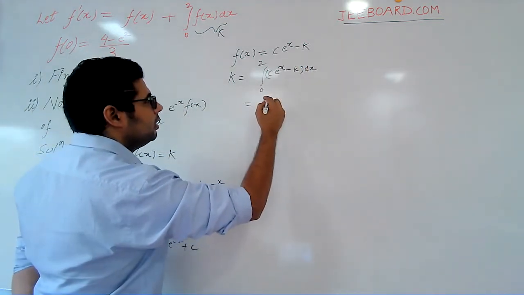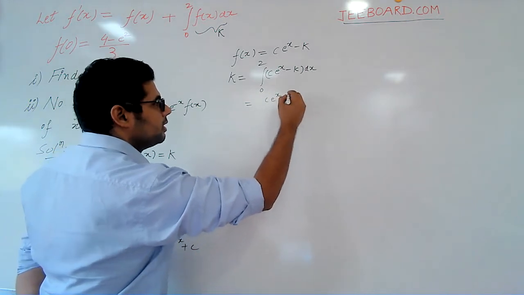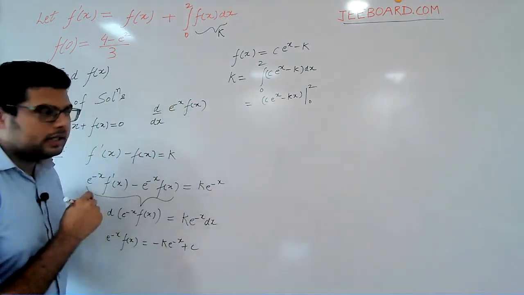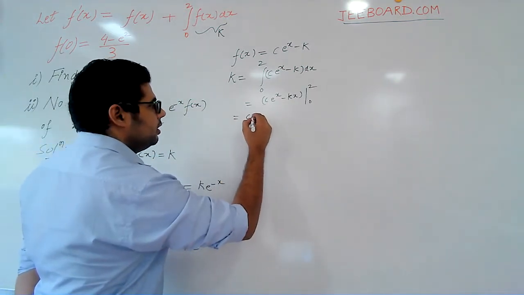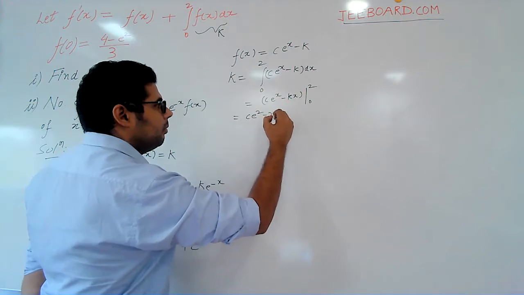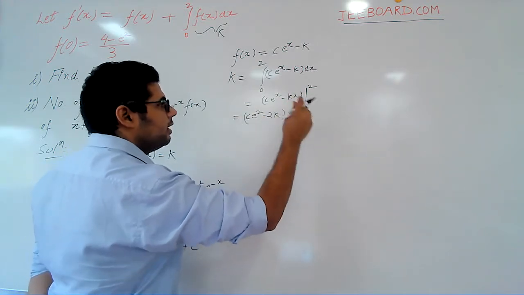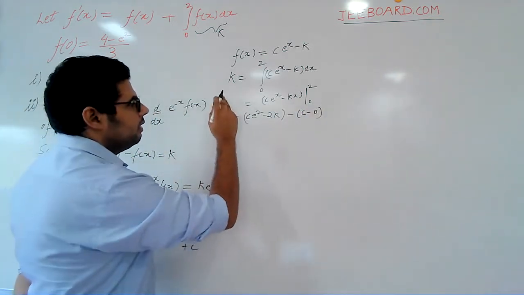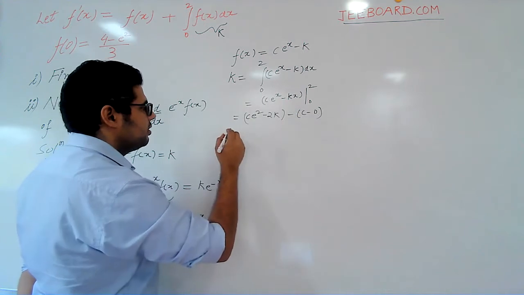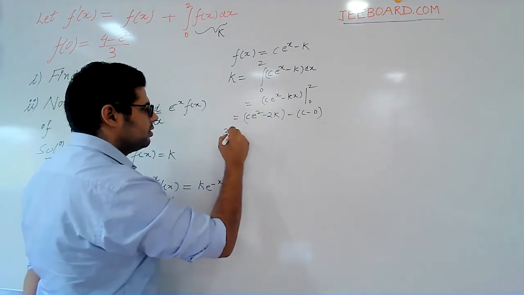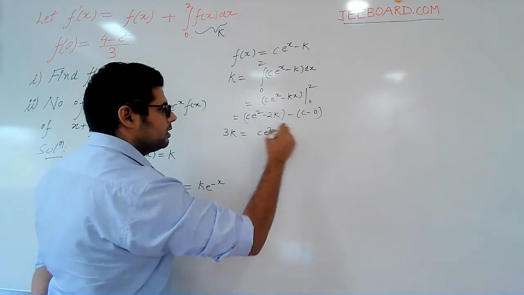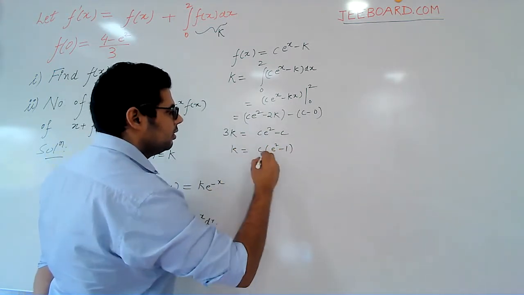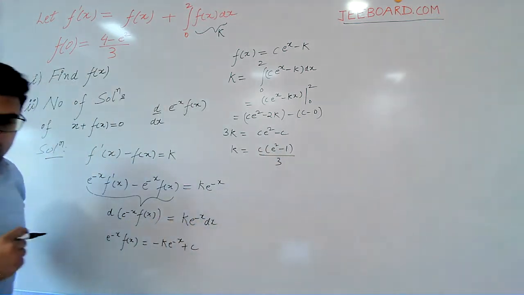Now it is very easy for us to integrate this portion. This becomes c into e raised to the power x only, minus kx. Now we just have to put in the limits from 0 to 2, right? So this is c into e square minus 2k, minus, substituting 0, c minus 0, right? Of course we can take 2k on this side, so this becomes 3k equals c into e square minus c. So now we have k equals c into e square minus 1, divided by 3, right? So now we have got the value of k.